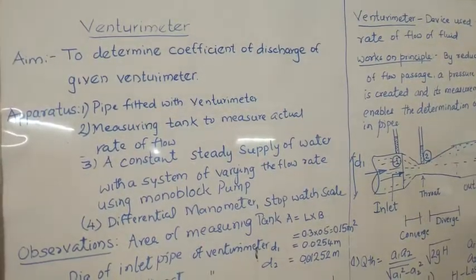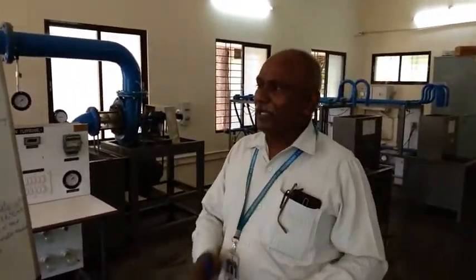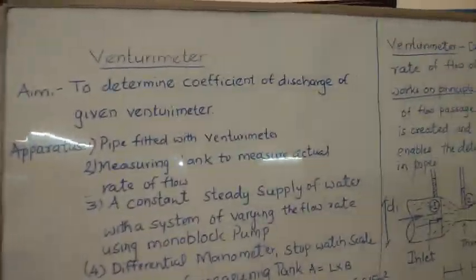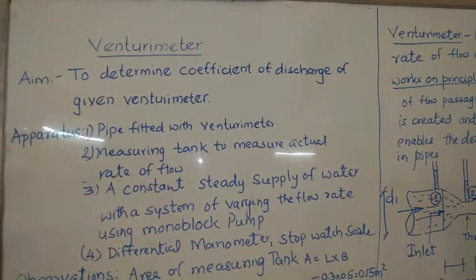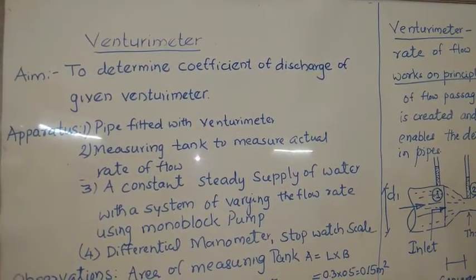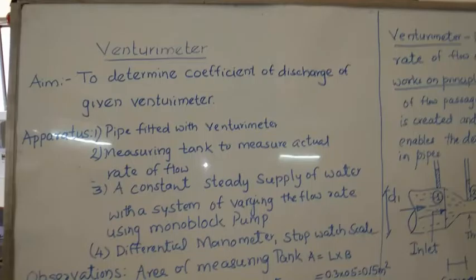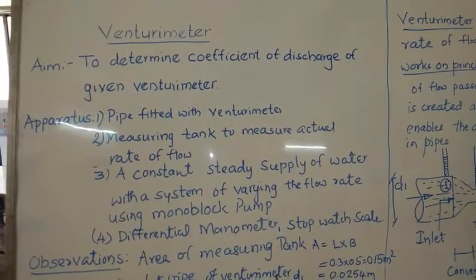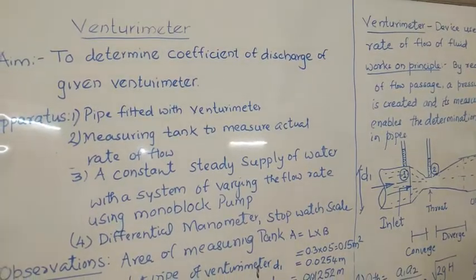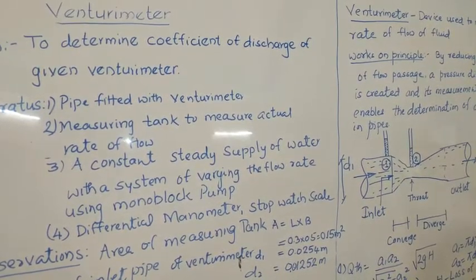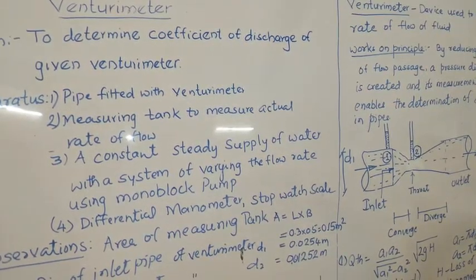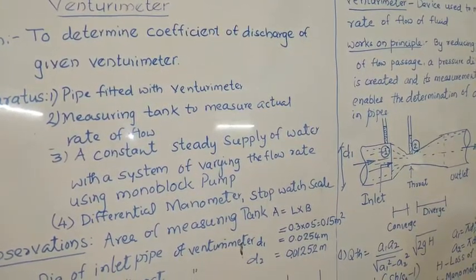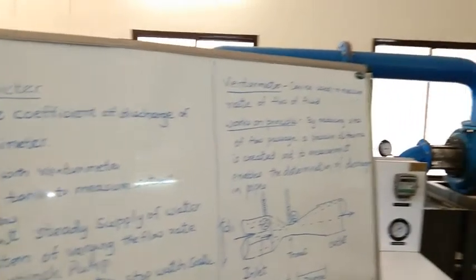So far we have studied the different experiments in fluid mechanics lab. Today we will conduct the experiment on Venturi meter. You should first know what a Venturi meter is. It is a device which is used to measure the rate of flow of fluid. It is simply a device; if you want to measure the rate of flow of fluid, it can be helpful.